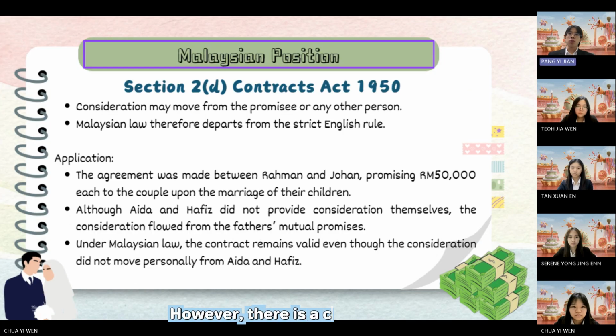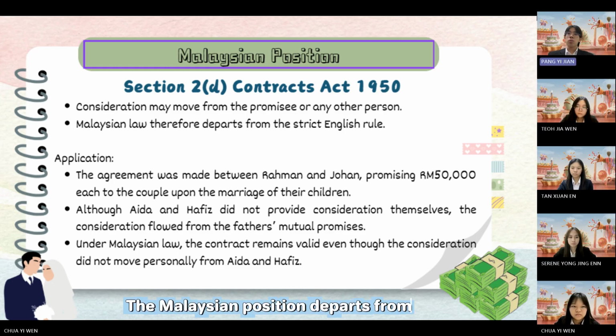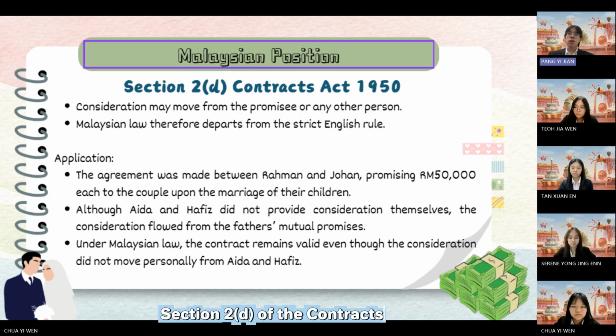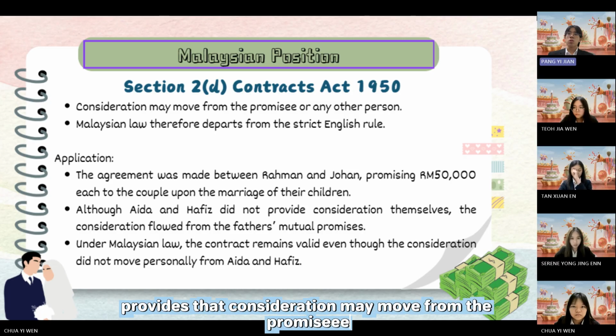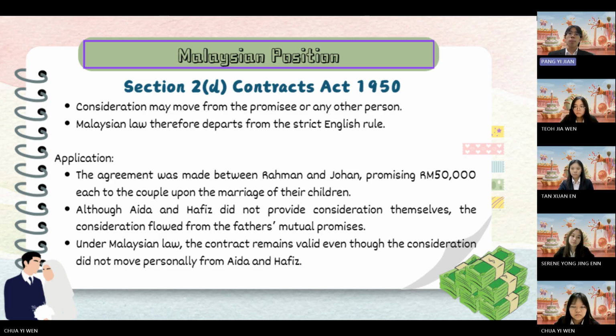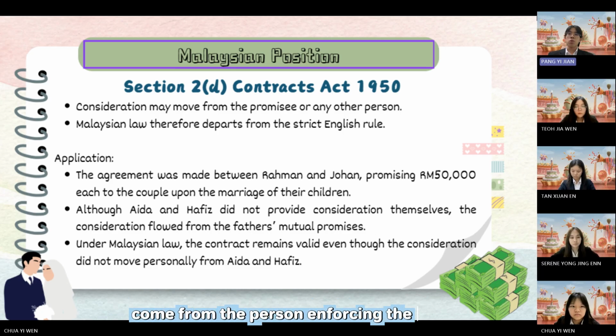However, there is a conflicting view with the English common law position. The Malaysian position departs from the strict English rule. Section 2(d) of the Contract Act 1950 provides that consideration may move from the promisee or any other person. As such, Malaysian law recognizes that consideration need not come from the person enforcing the promise.